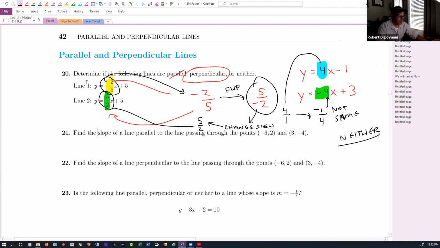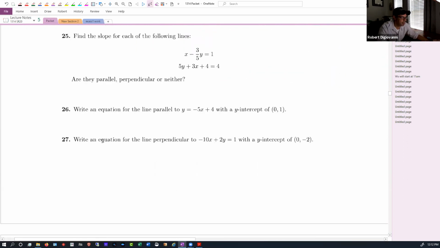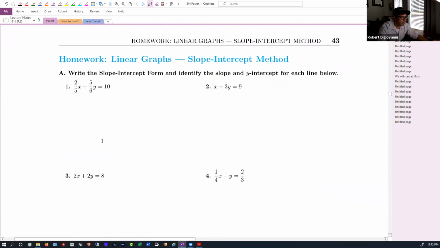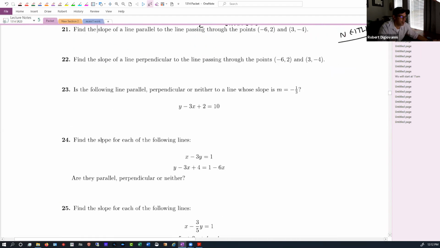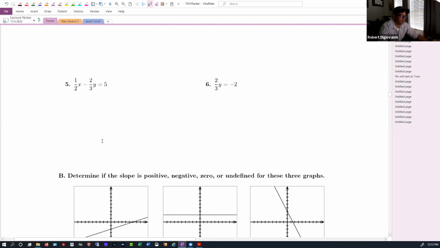All right. Let's see here. 12, 15. So these, I think, are just asking to find the slope. Are they parallel, perpendicular? I want you to, in your homework, work through those and see how that goes.